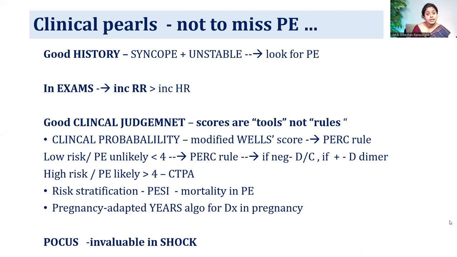So if patients come in with respiratory distress, especially acute respiratory distress, this is something you should include in your differential diagnosis. And the emergency unit is a place where we use lots of risk stratification tools.